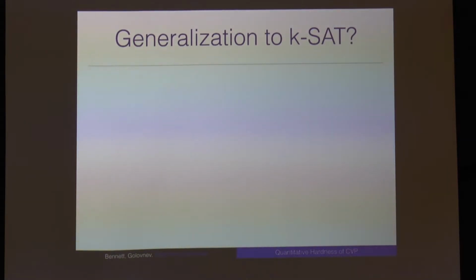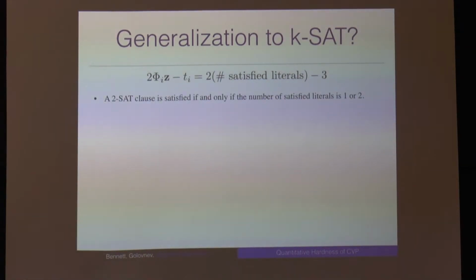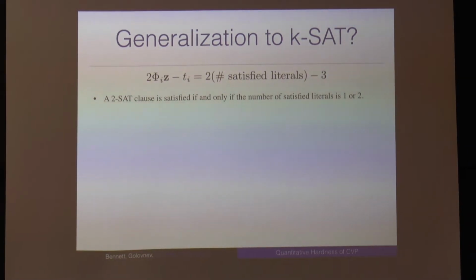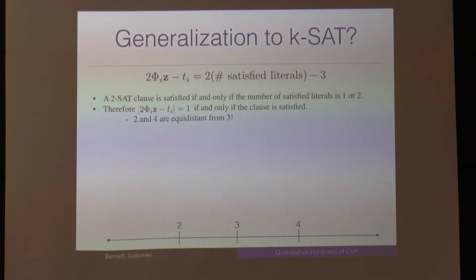So how do we generalize this to k-SAT for larger k? Remember in the 2-SAT case, we had this nice formula where the ith coordinate of this difference was exactly twice the number of satisfied literals minus 3. And we implicitly used the fact that a 2-SAT clause is satisfied if and only if the number of satisfied literals is 1 or 2. Therefore, this absolute value is 1 if and only if the clause is satisfied. This is because 2 and 4 are equidistant from 3. And this is such an important fact that I'll provide a proof by picture.